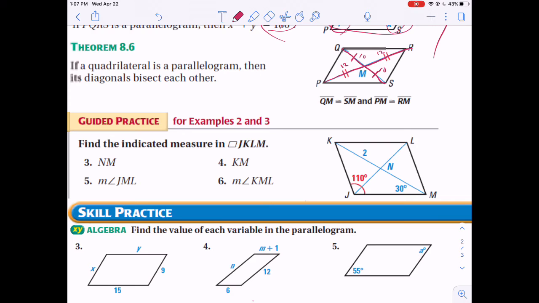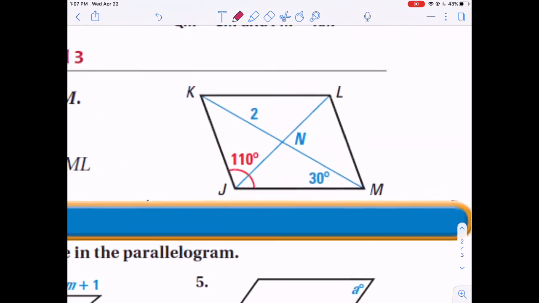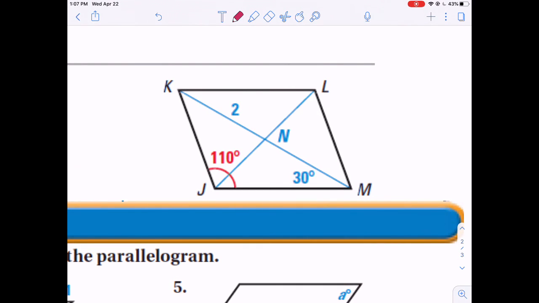So for instance, I'm going to go for the easy stuff. I see KN. I'm going to zoom in really tight with this. KN is 2. This is 2 right here. Well, guess it's also going to be 2 down here, NM. That was pretty easy to do. Now look, 110 degrees right here. Where else do you find 110? Right, all the way up here at the L. So this right here is also 110 degrees.